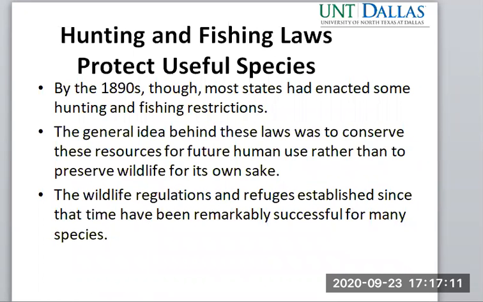Hunting and fishing laws have been established to protect the useful species. In 1874, a bill was introduced in US Congress to protect the American bison, whose numbers were falling dramatically. The wildlife regulations and refuges established since that time have been very successful for many species.